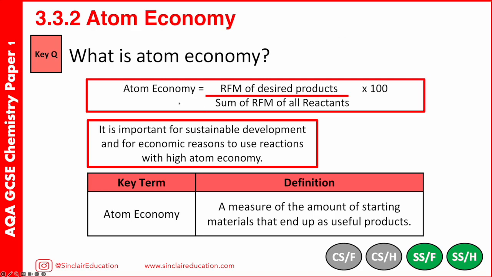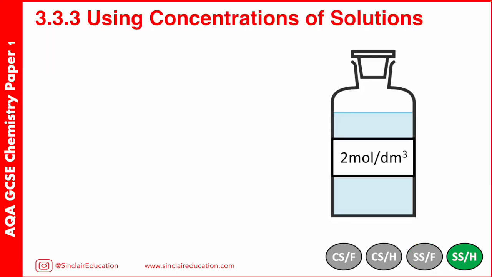Now, with this, atom economy is equal to your RFM of your desired product. So you identify in that equation, what did I actually want to make? But we then divide this by the RFMs of everything that went into that reaction, and we times this by 100.